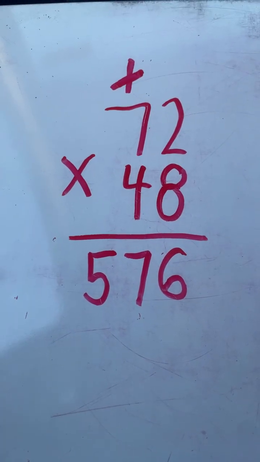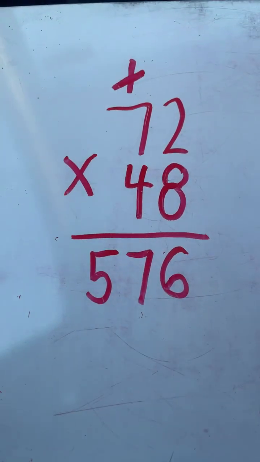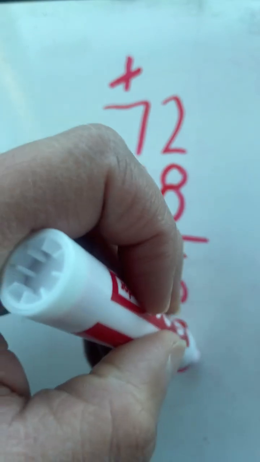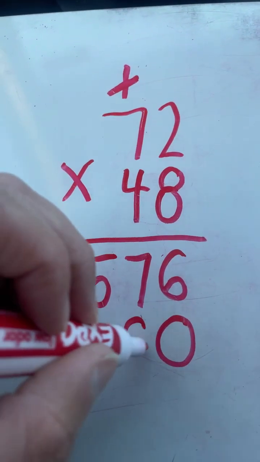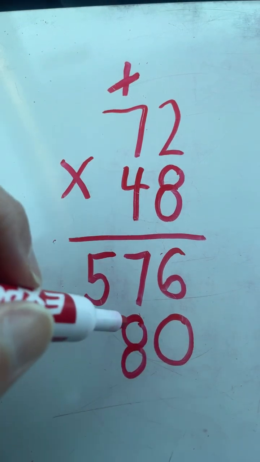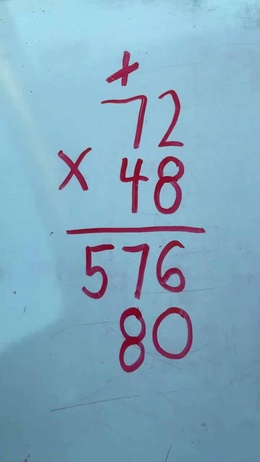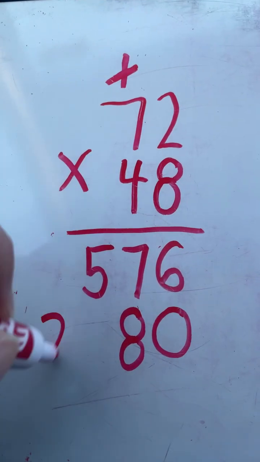Next, we are multiplying the top two digits times the bottom digit in the tens place. We're going to put a 0 in the ones place since both numbers in the ones place have already been multiplied. 2 times 4 equals 8. We do not need to regroup here because our product is less than 10. We only regroup when our product is 10 or more. 7 times 4 equals 28.